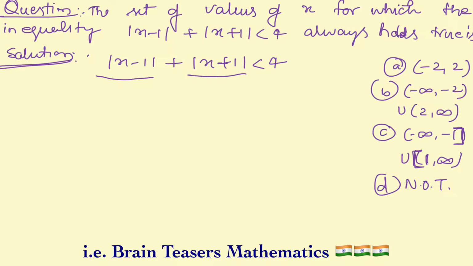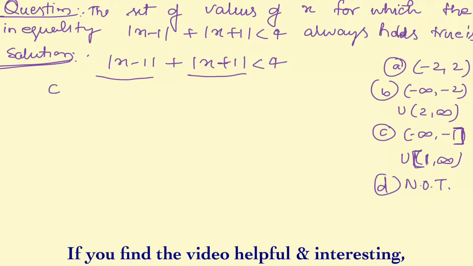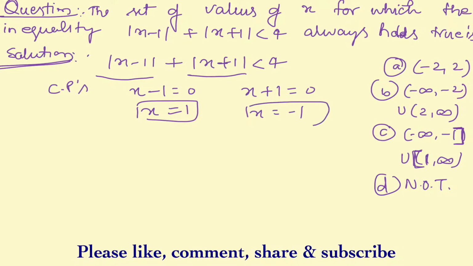We'll have to break the mod, and for breaking the mod, we'll have to form cases. First of all, we are going to find the critical points. A critical point is where x minus 1 will be equal to 0 and where x plus 1 will be equal to 0. So x minus 1 is 0 at x equal to 1, and x plus 1 is 0 at x equal to minus 1. So x equal to minus 1 and x equal to 1 are both the critical points.